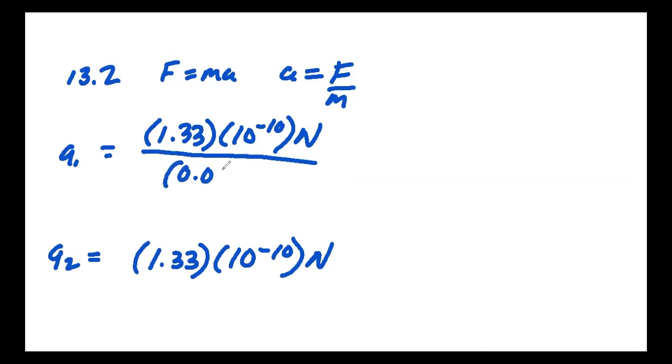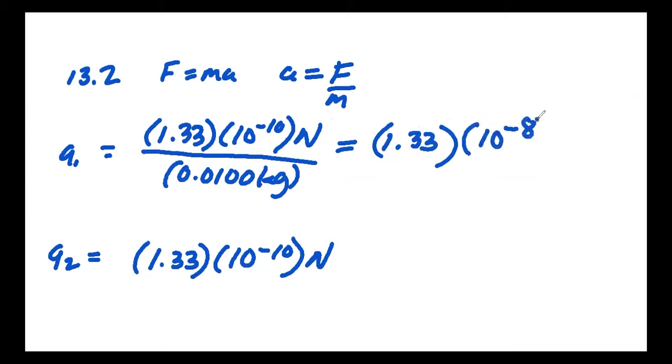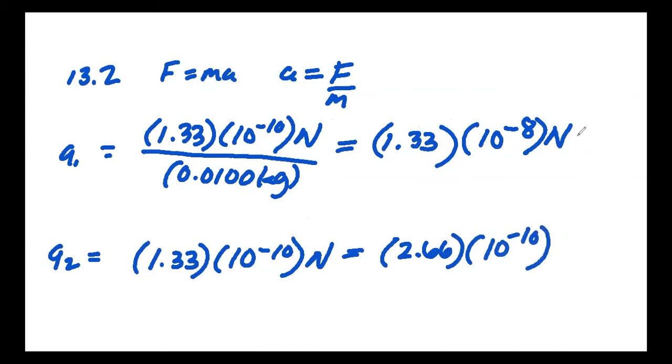So that's 1.33 times 10 to the negative 8, and the units are newtons divided by kilograms, which is meters per second squared, a unit of acceleration. And the second one is 2.66 times 10 to the negative 10 meters per second squared.